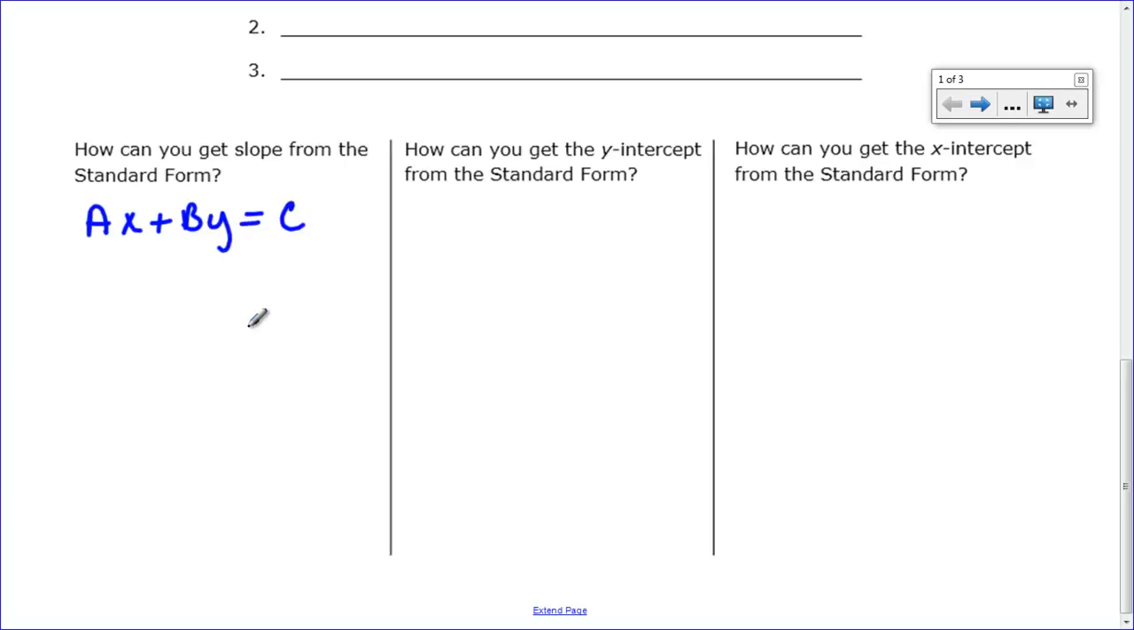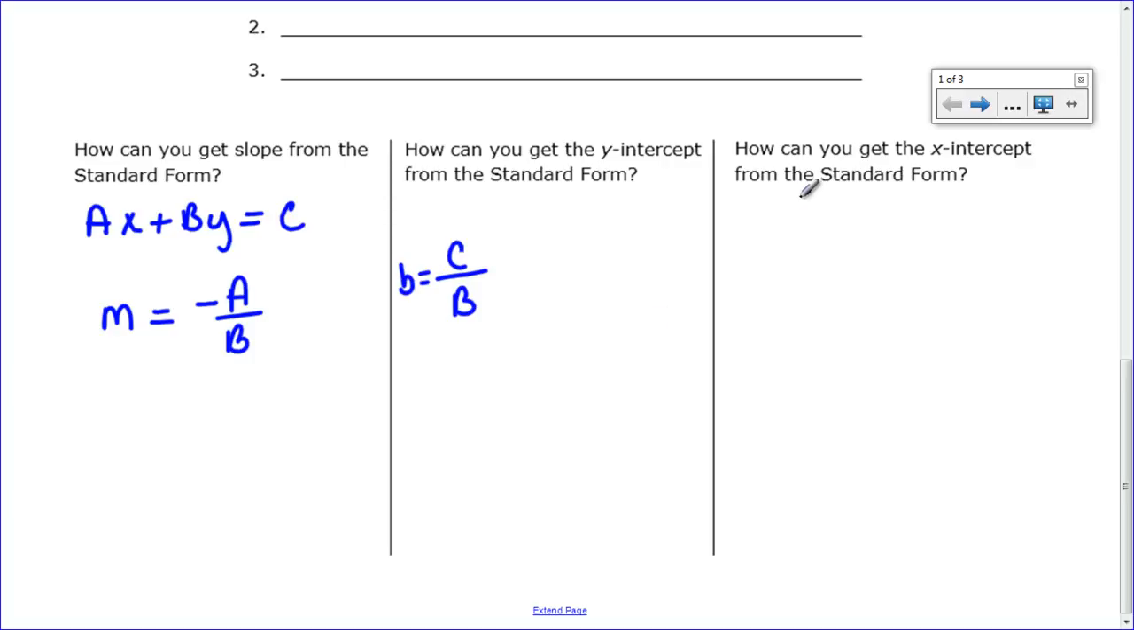And to get slope from standard form, what I would have to do is get the y by itself, so that this was in y equals mx plus b form, so that then I could see where the slope was, so it's the number in front of the x. And so the shortcut that you need to remember, the slope from standard form, is the opposite of the a value divided by b. So whatever a is, you do the opposite of that divided by b. To get the y-intercept from standard form, you take the c and divide it by b.